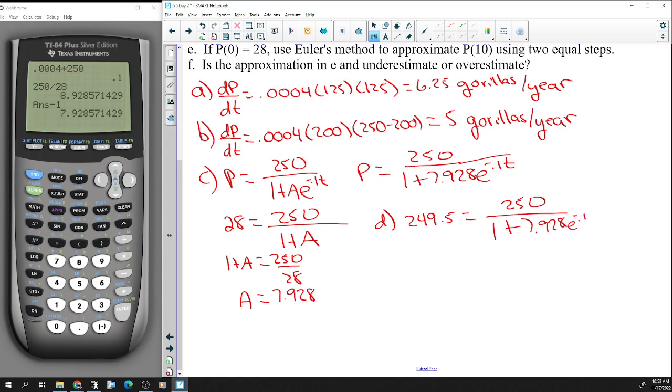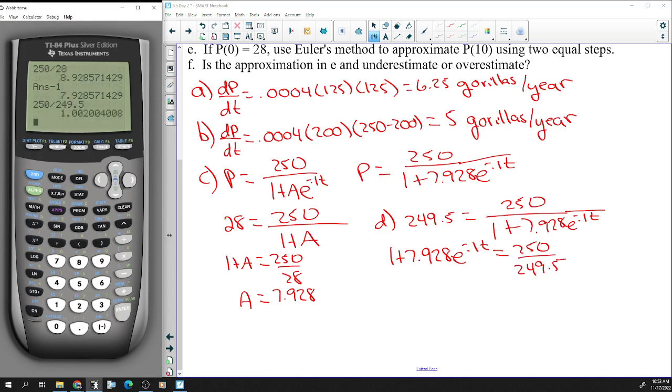28. Well, that T is really buried, so we've got to get it out of there. So let's multiply by the denominator and divide by 249.5. So these two trade places. So I need 250 divided by 249.5, minus 1 from that. Divide by 28 to get 7.928.